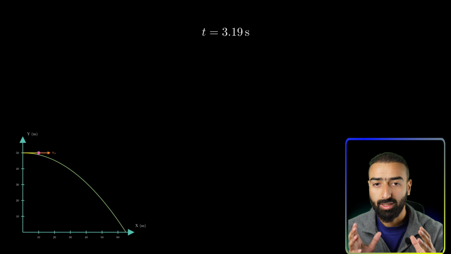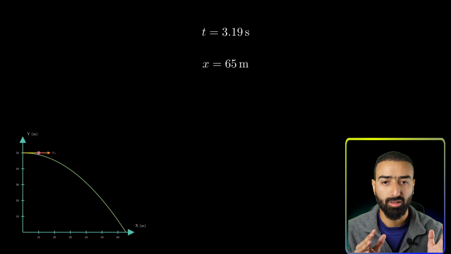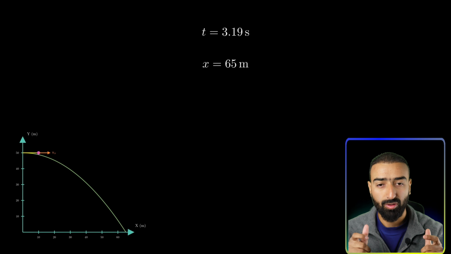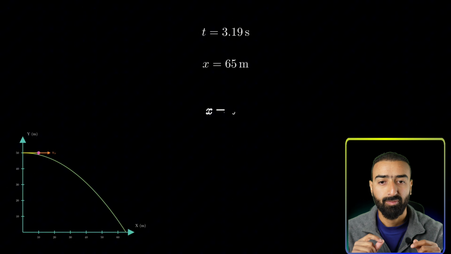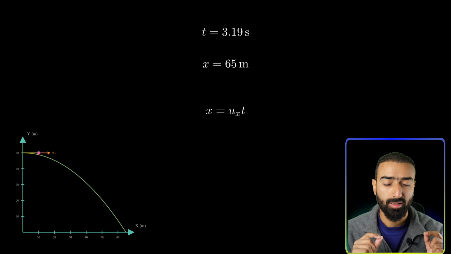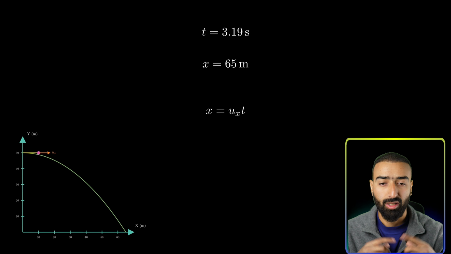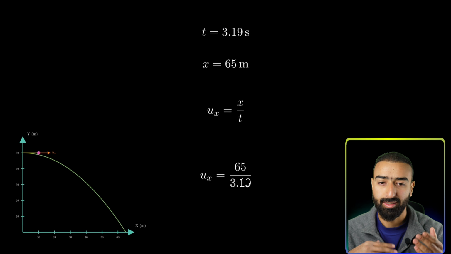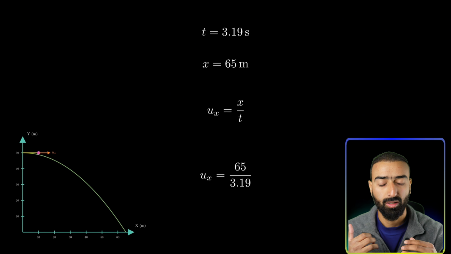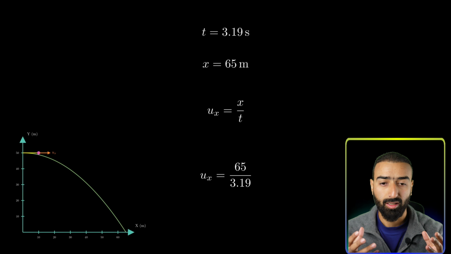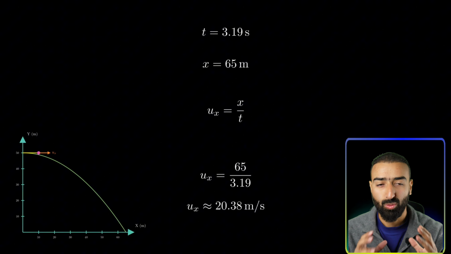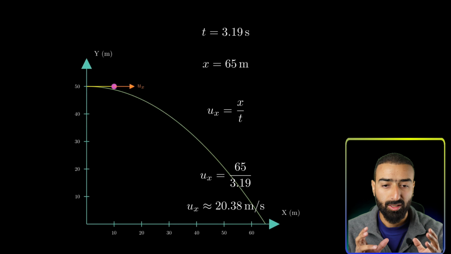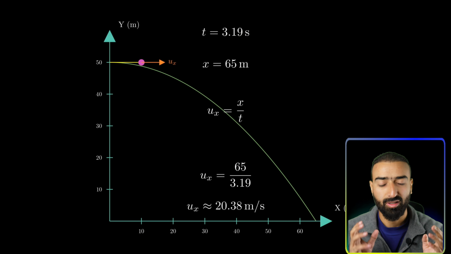Since we have the time and we have the horizontal distance, we can use both of them in the equation. Distance traveled equals velocity times time. We can rearrange this equation as velocity equals distance over time. Now we can substitute the value of x and t into this equation. Upon solving this, we get a value of about 20.4 meters per second. And that solves this problem.